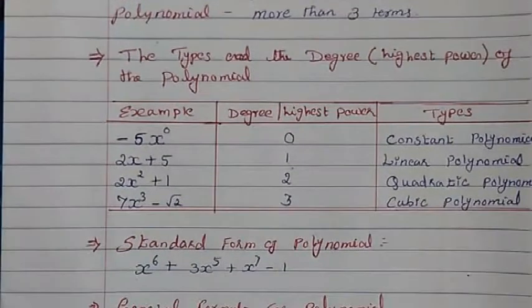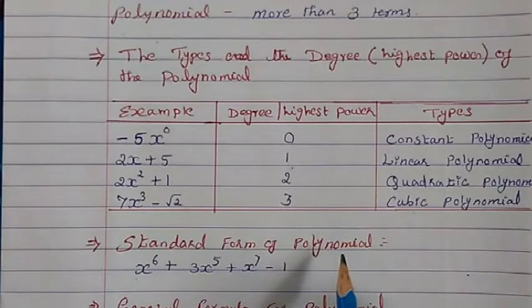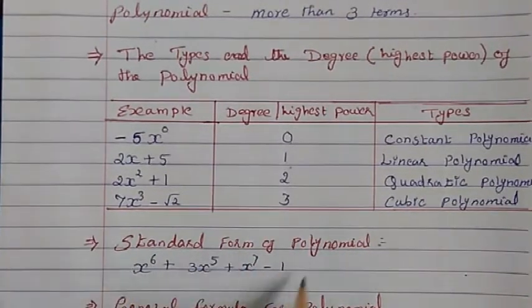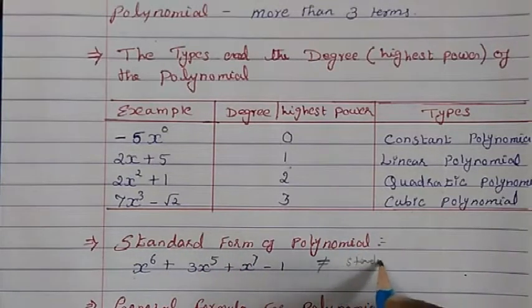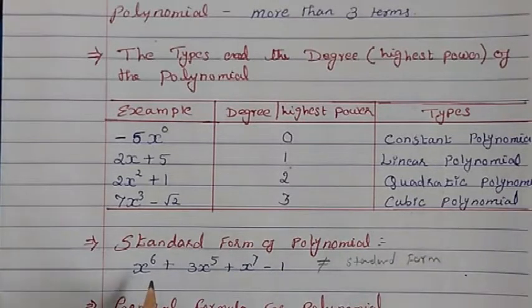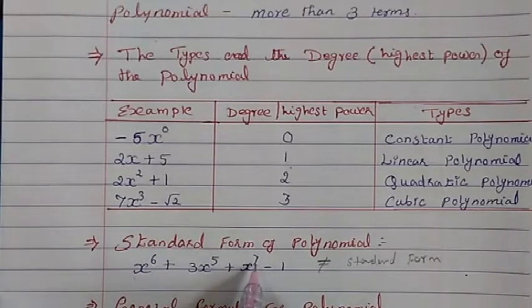Alright. Now let us see the standard form of a polynomial. Whenever a polynomial is given to you like this, the first thing you have to do is arrange the terms according to the degree, from the highest to the lowest. You have to arrange them first. So this is not the standard form. Standard form is like this. You have to arrange them.